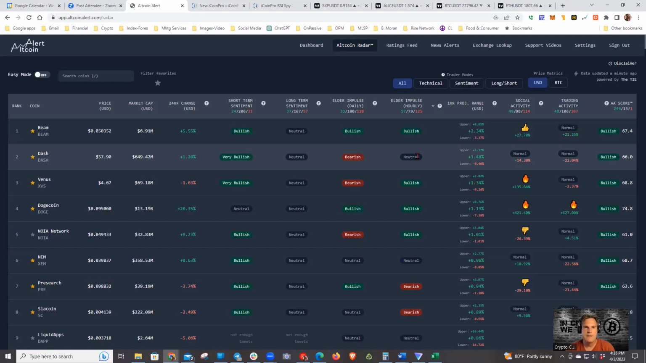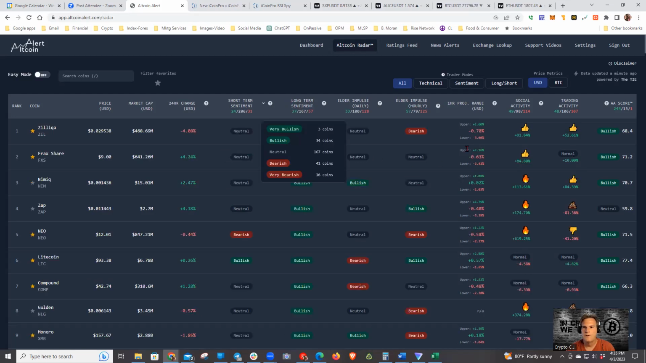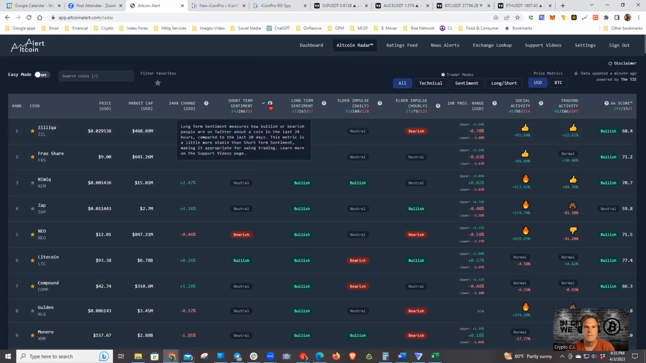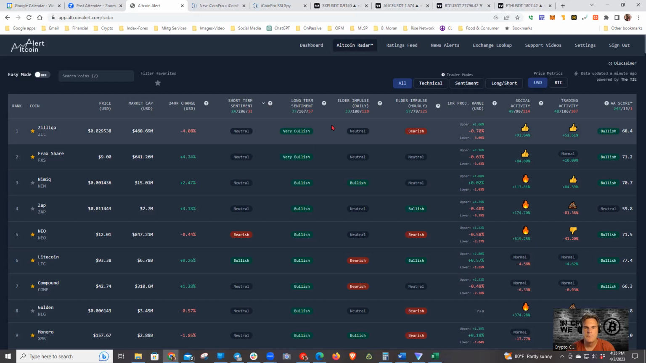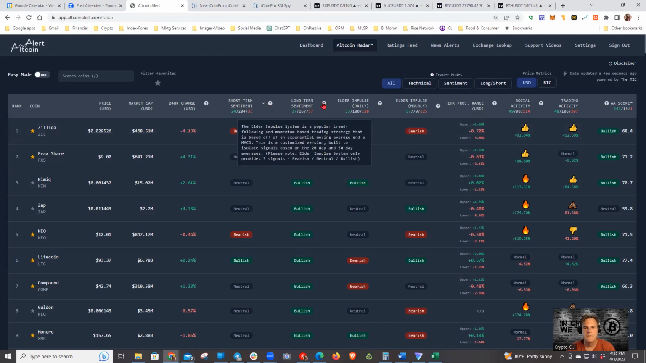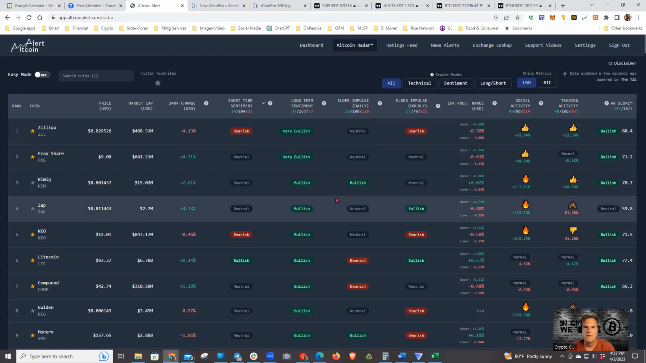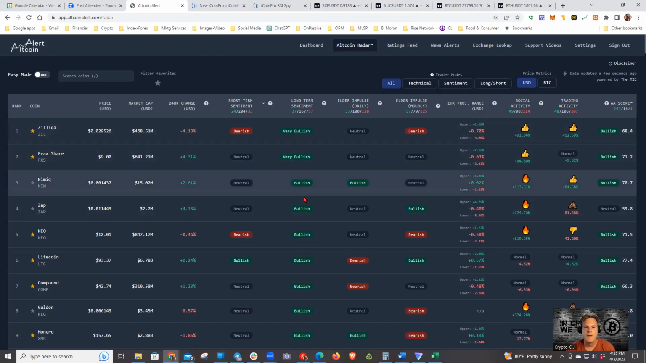Another one I like a lot is sorting by long-term sentiment. It's similar to the social activity we were doing. If you hover over here on this question mark, it'll tell you what long-term sentiment is, but it's a basic comparison of the Twitter data from 24 hours to 20 days. Elder impulse, it's a technical indicator combination. So when I have very bullish or bullish on the sentiment side, combined with bullish on the Elder impulse daily, I like that. So that's something I'm going to look at with some further scrutiny.